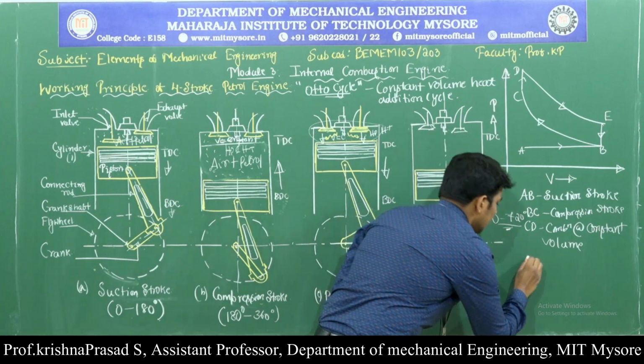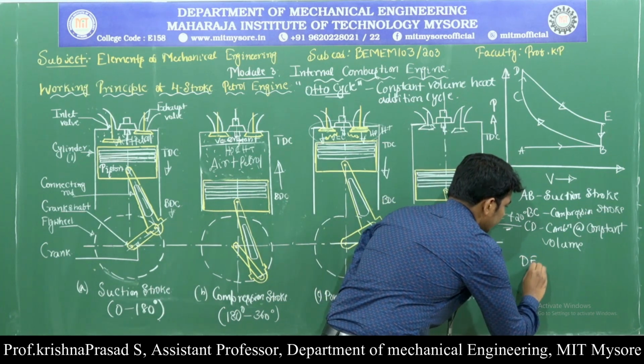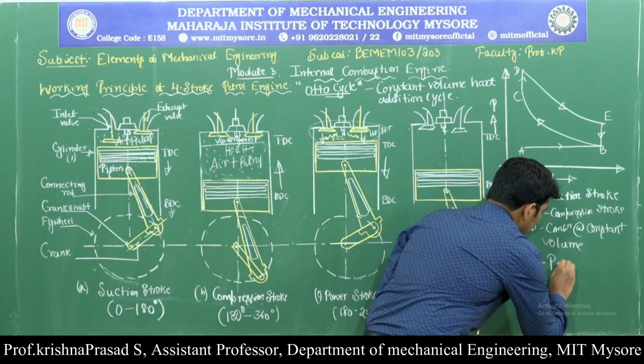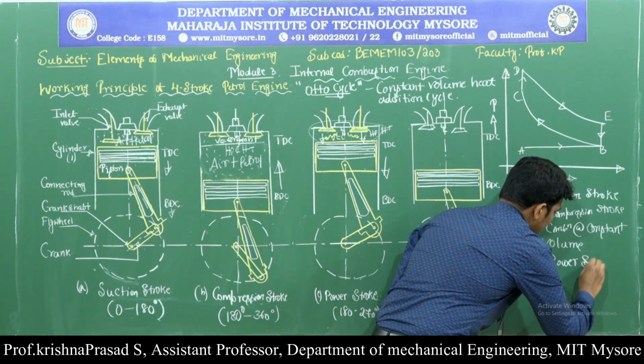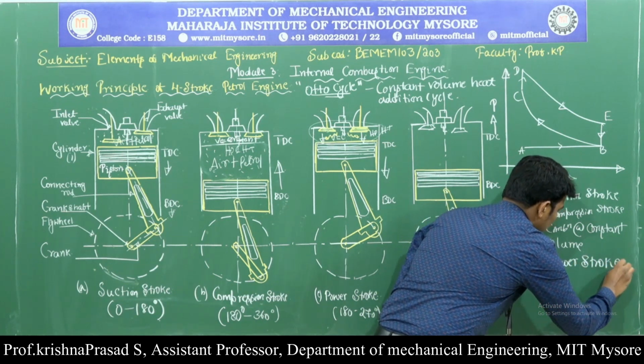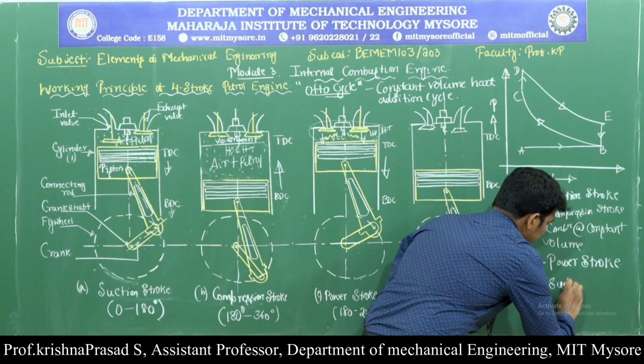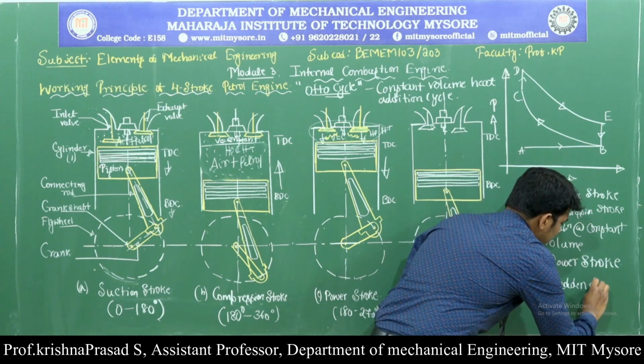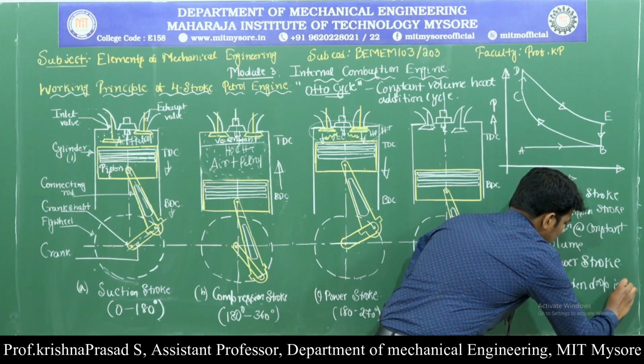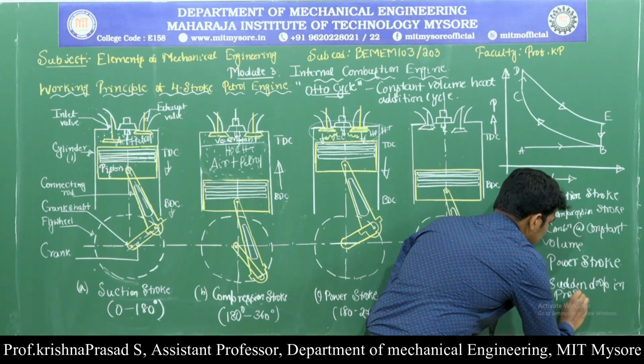Okay, here line DE, it is called power stroke, and line EB represents the sudden drop in pressure.